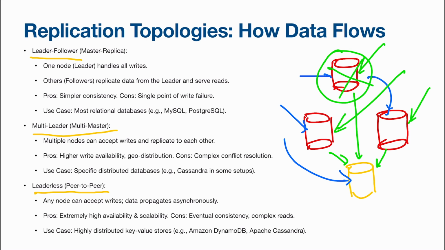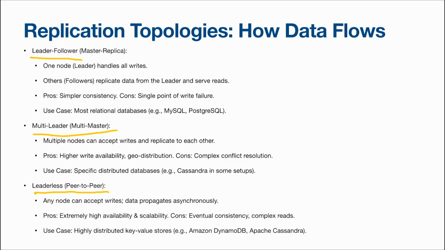But in case of cons, well, you can definitely see from here the conflict resolution can be difficult. Let's assume there is a same piece of data, same data row, let's say it is modified in multiple leaders simultaneously. So how do we resolve the conflict? Which write to accept? There are some complex algorithms to decide that. So we need to talk about that later.